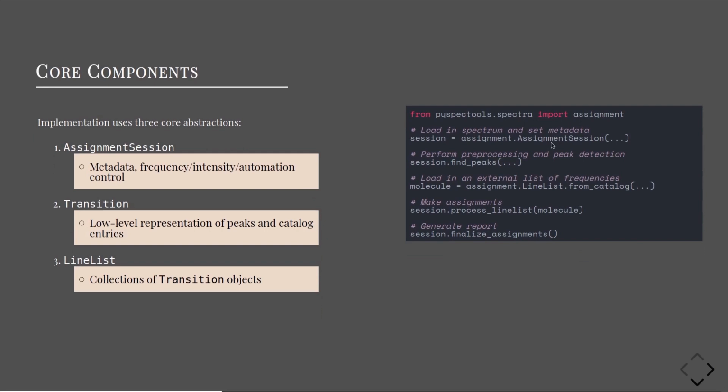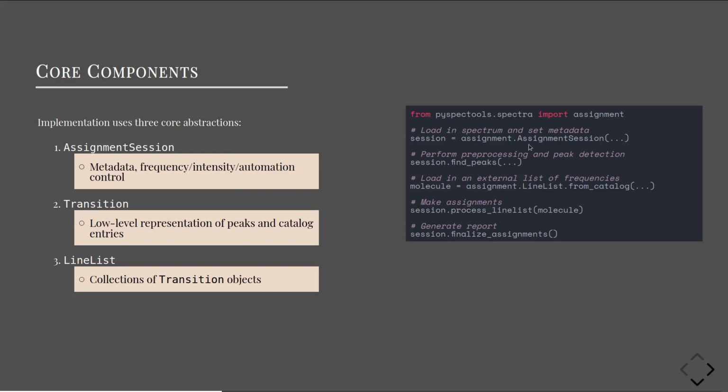So spectral analysis in PySpecTools revolves around 3 core abstractions. The first, we have the AssignmentSession class, which acts as the main user interface with spectral data. Second, we have the Transition class, which acts as a low-level representation of spectral features. And third, we have LineList, which is a bridging interface between the Transition and AssignmentSession classes. And so on the right, we can see how the core components of spectral analysis are brought together with PySpecTools.